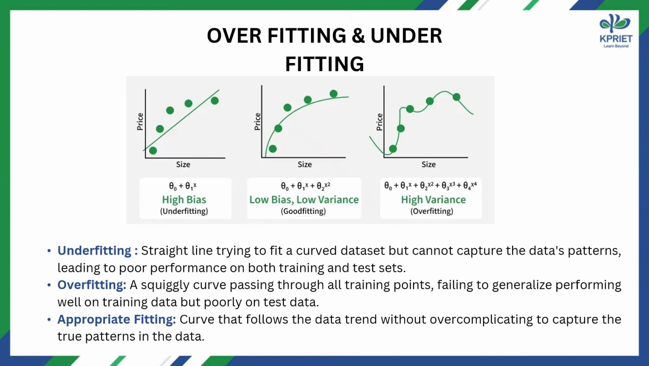So underfitting, overfitting, and appropriate fitting. This is the graph. In underfitting we have high bias. In good fitting we have low bias and low variance. In overfitting we have high variance. In good fitting, the graph is smooth and has a good transition. But in high bias it is very linear, and in high variance it is not in a proper format, that is, not smooth like good fitting.